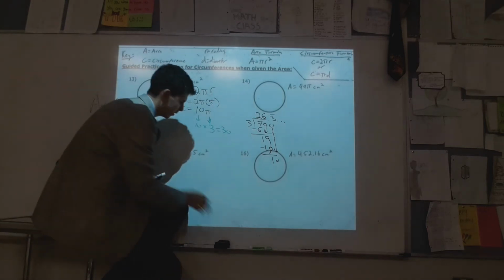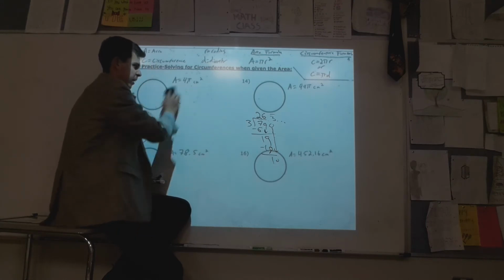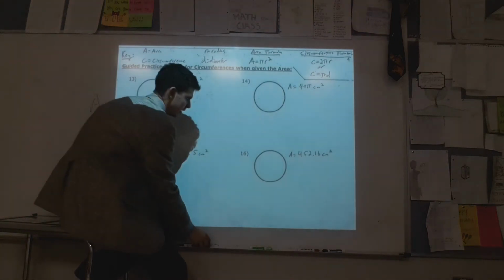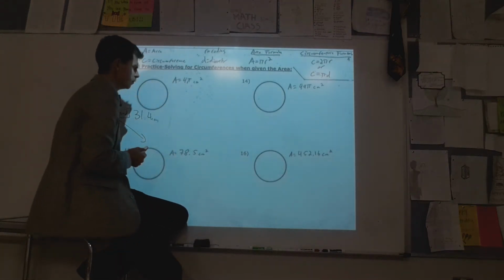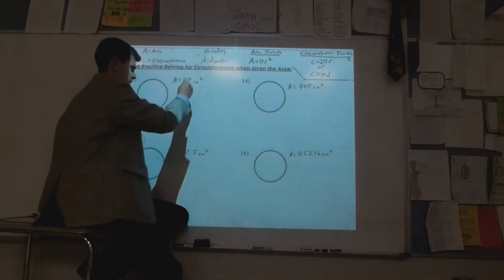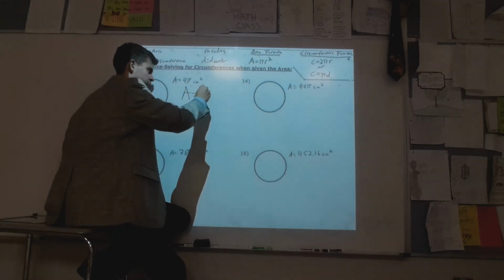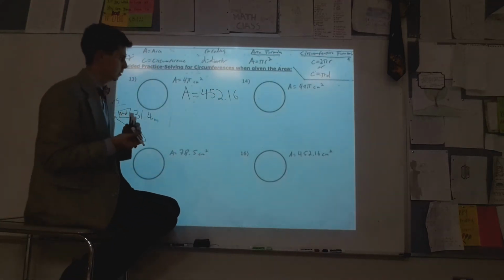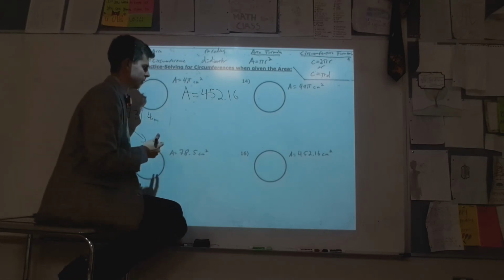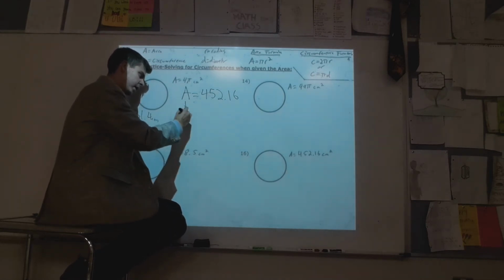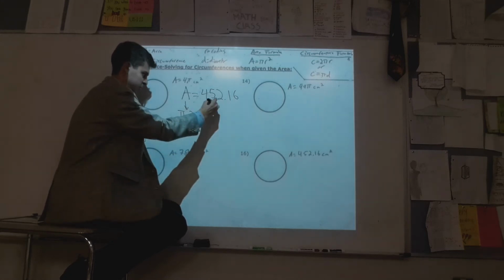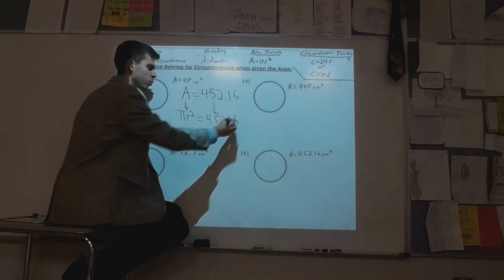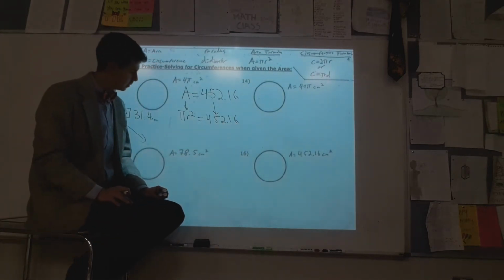Alright. Now that was a mouthful and very difficult. Let me try to explain it with one more problem. Here we go. We have area is equal to 452.16 centimeters. Alright. The area formula is pi r squared, and I'm just dropping everything down, 452.16. Now, if you want to do this division, be my guest.